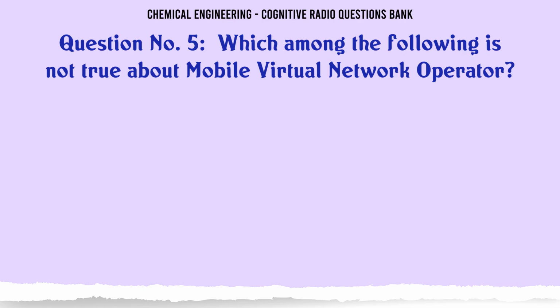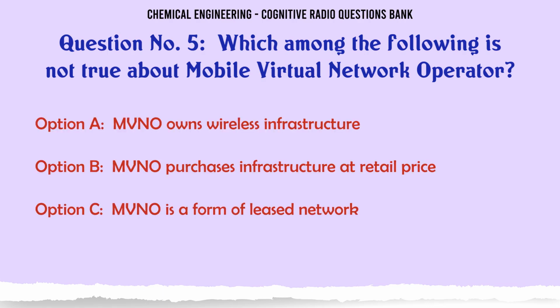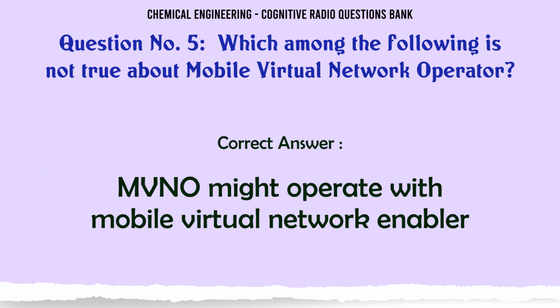Which among the following is not true about mobile virtual network operator? A. MVNO owns wireless infrastructure. B. MVNO purchases infrastructure at retail price. C. MVNO is a form of leased network. D. MVNO might operate with mobile virtual network enabler. The correct answer is MVNO might operate with mobile virtual network enabler.